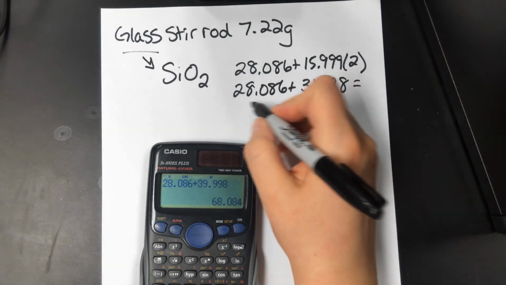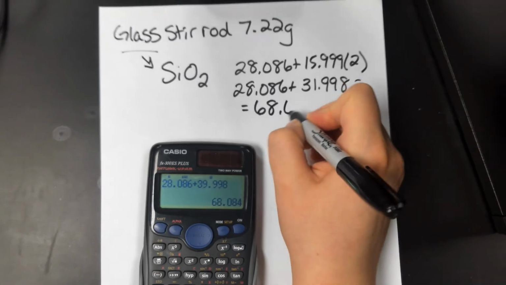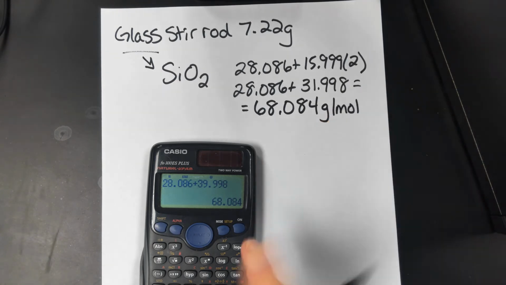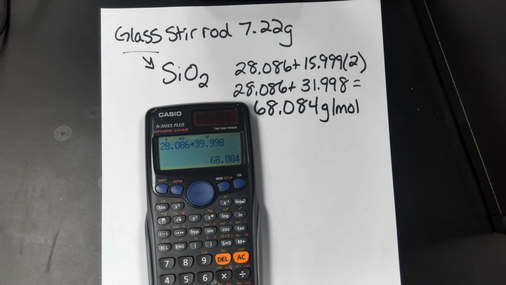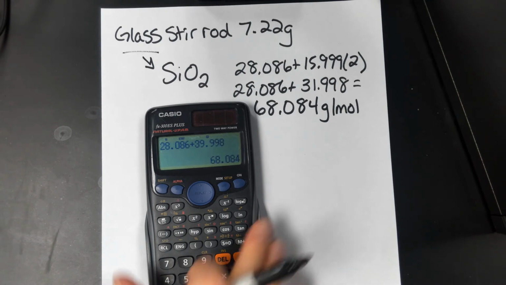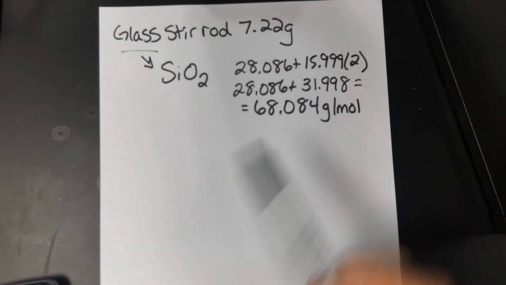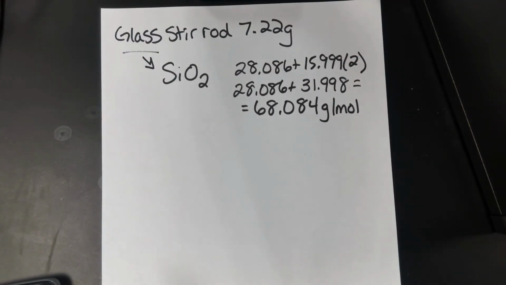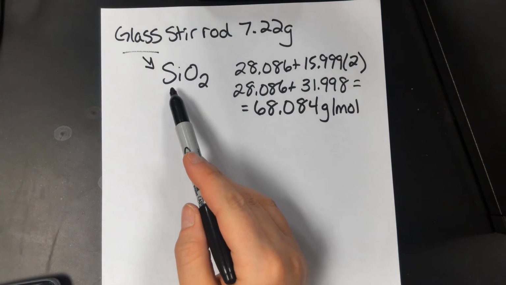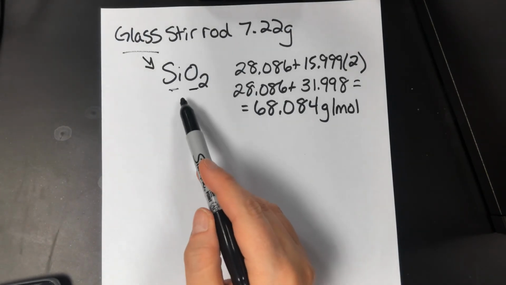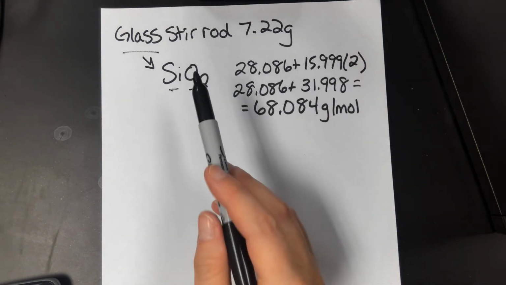That's 68.084 grams per mole. The unit from the periodic table is always grams per mole, right? So that was one of the questions that they asked us to do. Recall, we did silicon, we found the molar mass for it, and then we found the molar mass for oxygen, but we took 2 of them.